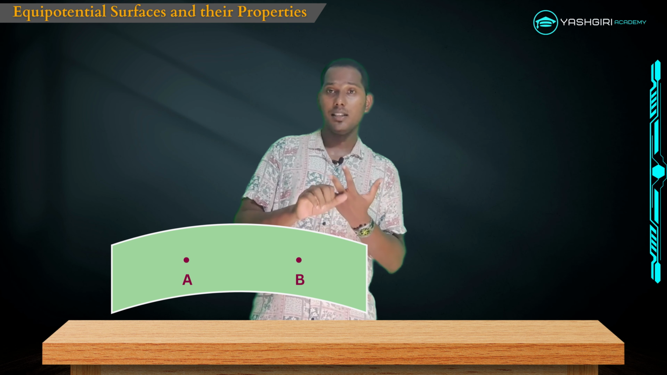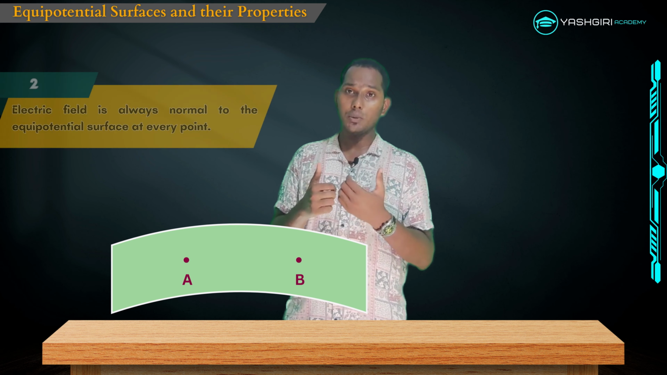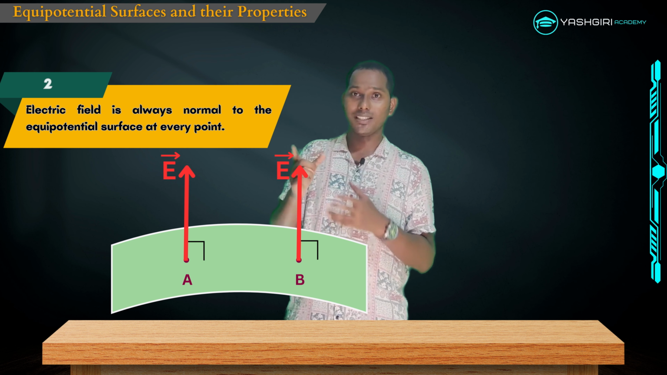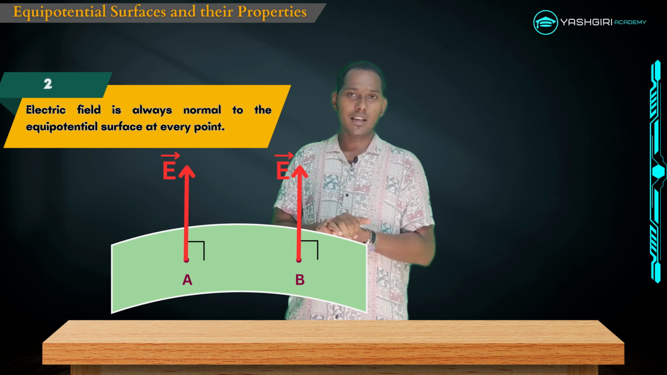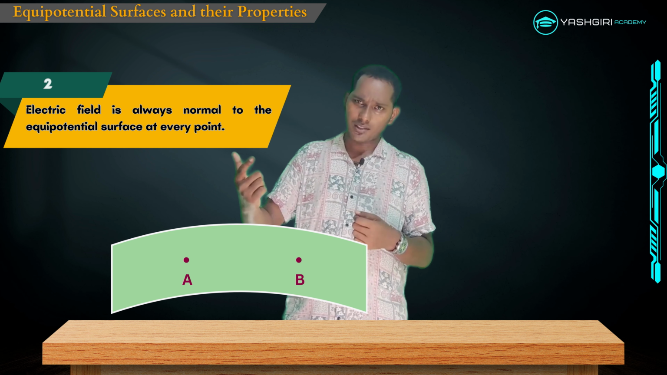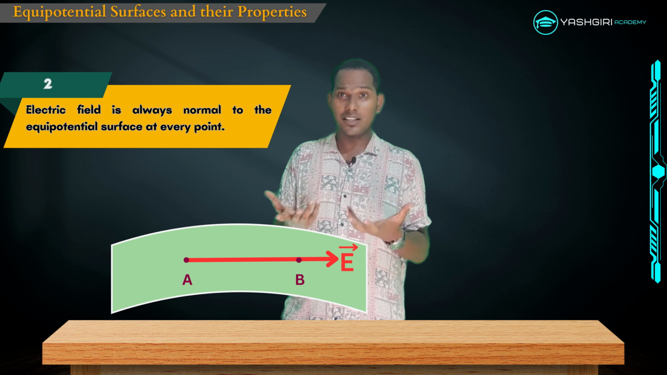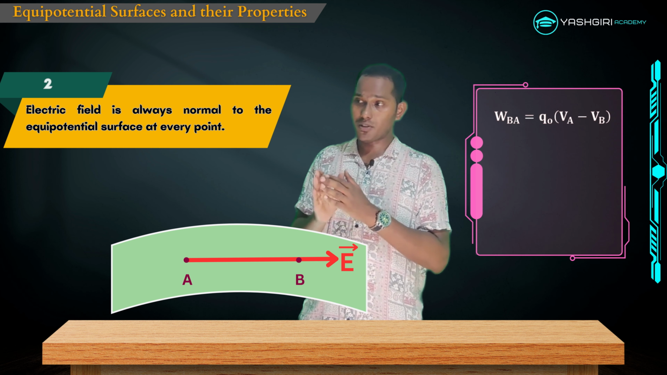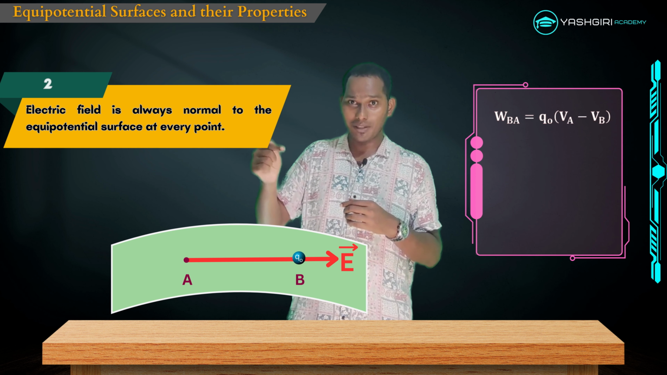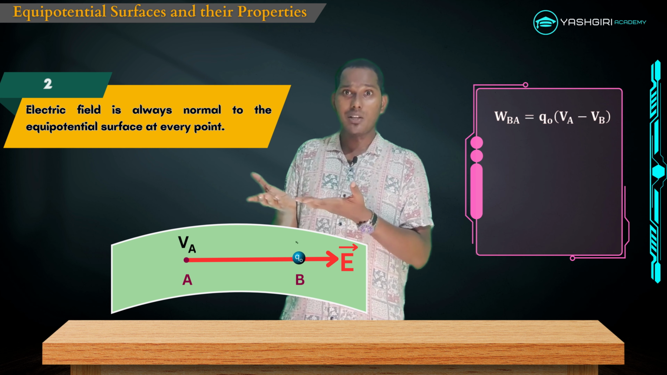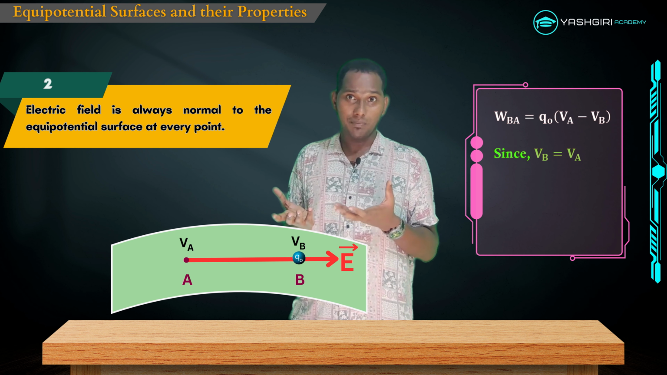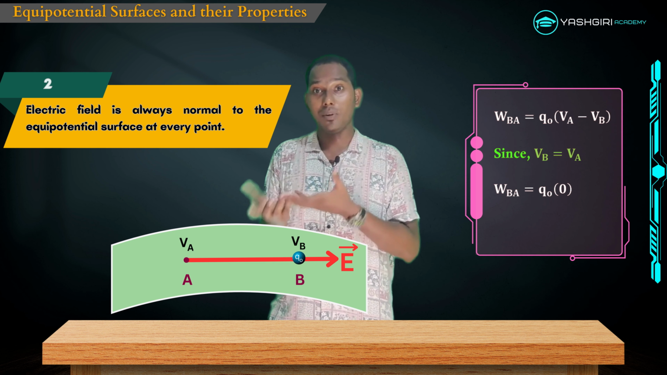Second, students, the electric field is always going to be normal. The direction of the electric field will always be normal to the equipotential surface. Suppose the electric field were along the surface, then the same explanation goes as well. If you want to move the test charge against this electric field, which is along the equipotential surface, then if you choose two points, the potential difference is going to be 0 there. So again the work done is going to be 0.